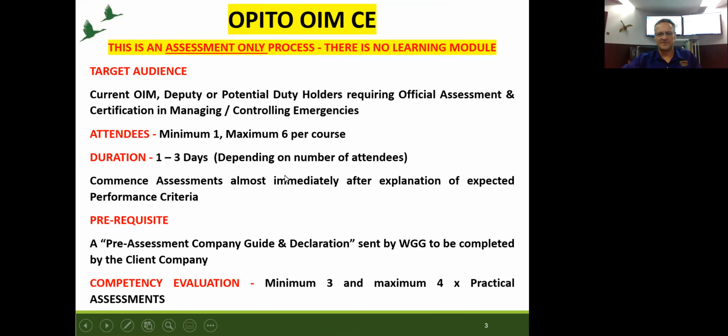In terms of the assessment process, minimum of 3 and maximum of 4 practical assessment scenarios. What that essentially means is they get an opportunity to fail one and get a reassessment, if you like, but that can only happen once. So minimum of 3, maximum of 4 practical assessments.